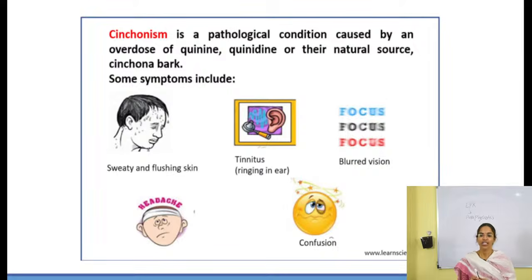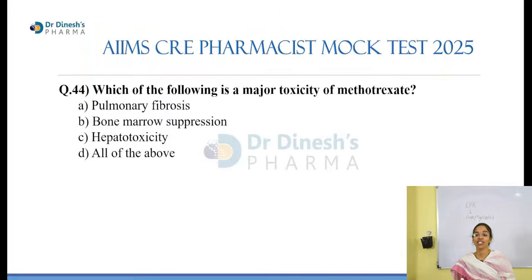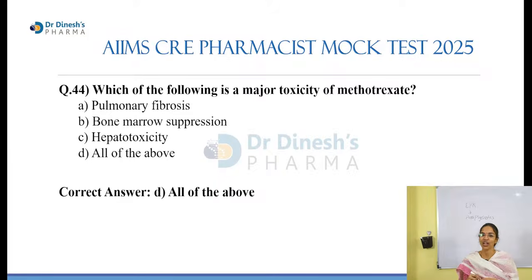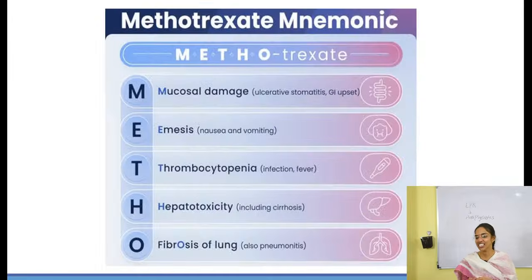Next, please. Yeah, which of the following is a major toxicity of methotrexate? The major toxicity of methotrexate: pulmonary fibrosis, bone marrow suppression, hepatotoxicity, and all of the above. Yes, which one? Yeah, so constantly going with the flow, because there is an all of the above. No, don't always go with the flow. Sometimes, as I told you, you need to rethink. Yes. Next slide, please.